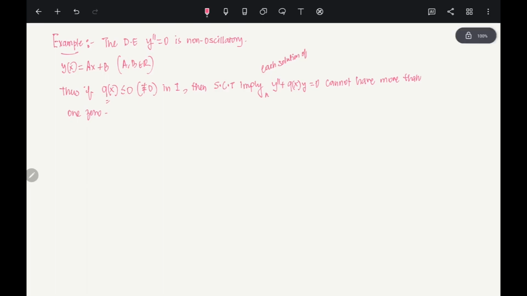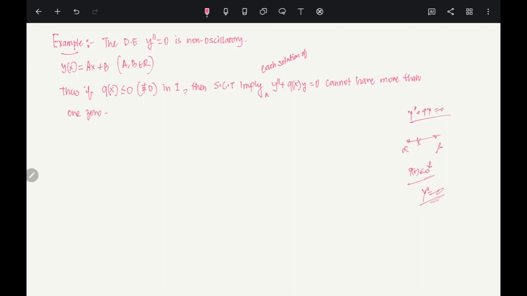Is this okay? Why is that true? I want you to check it yourself, but I will tell you why. Let's say y double prime plus q(x) y equals 0 has two consecutive roots, alpha and beta, and q(x) is less than or equal to 0. Because q(x) is dominated by 0, the Sturm comparison principle says that y double prime equals 0 will have one root in between. But this cannot happen, right?